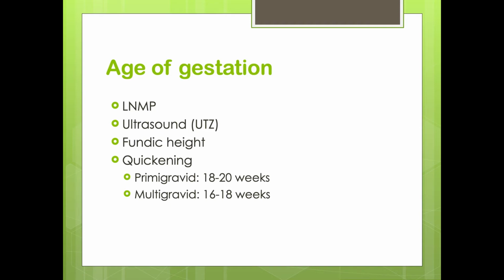Okay, we have the fundic height, which we know would approximate from 20 to 34 weeks age of gestation. However, there are certain limitations, like if a patient is obese or presence of polyhydramnios or medical conditions that would predispose a patient to bigger or smaller babies. Okay, another way is determining the quickening. Primigravid have quickening at about 18 to 20 weeks age of gestation, and multigravid would feel the baby's first movement at about 16 to 18 weeks age of gestation.